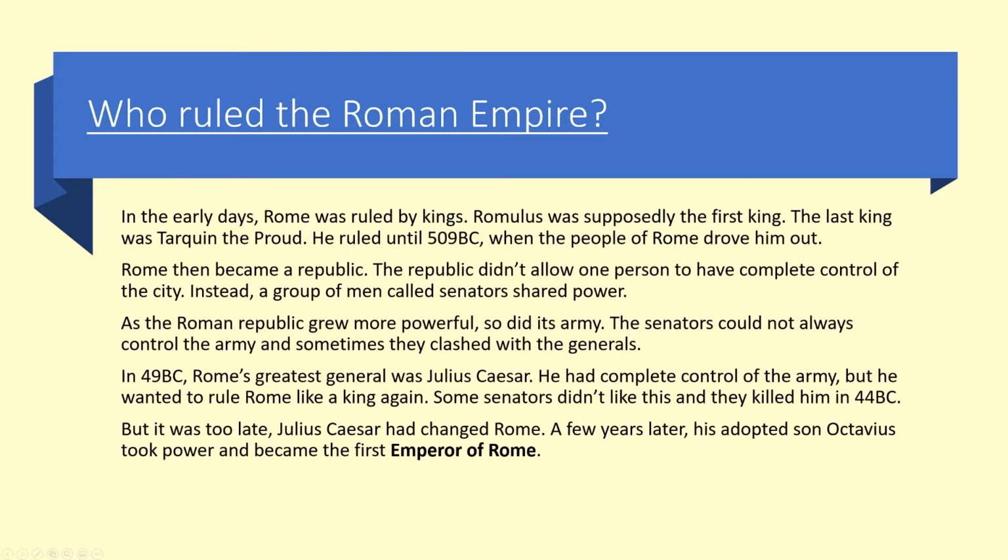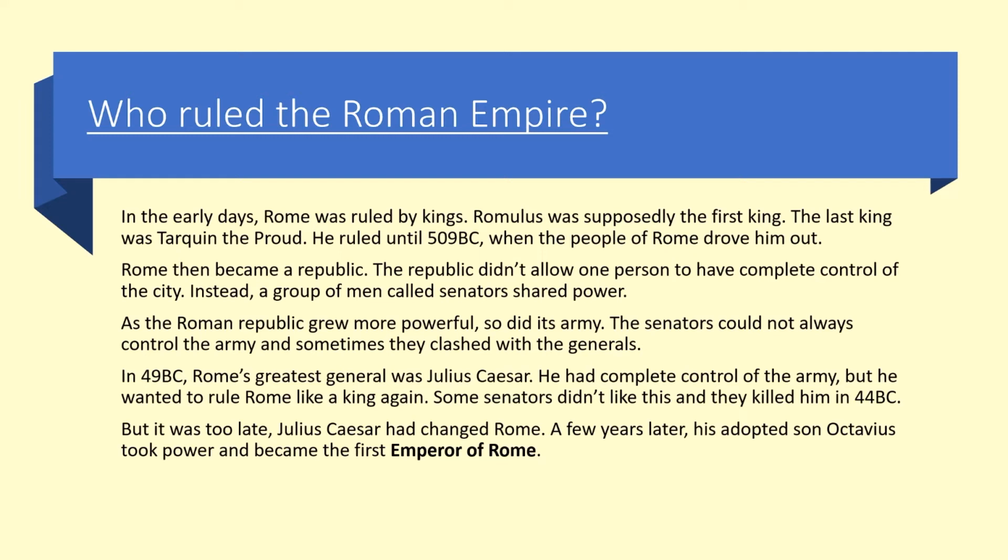So who ruled the Roman Empire? In the early days, ancient Rome was ruled by kings. Romulus, who was one of the boys from the story we looked at earlier, was supposedly the first king. The last king was a man named Tarquin the Proud. He ruled until 509 BC, when the people of Rome drove him out. Rome then became a republic. So a republic didn't allow one person to have complete control of the city. Instead, a group of men called senators shared power. A little bit like an early form of government, where they're getting together and deciding together what they want to happen.